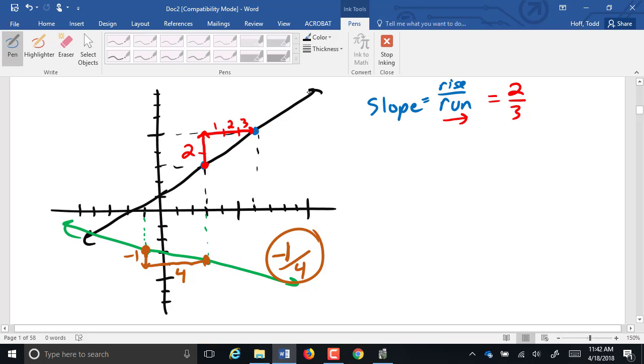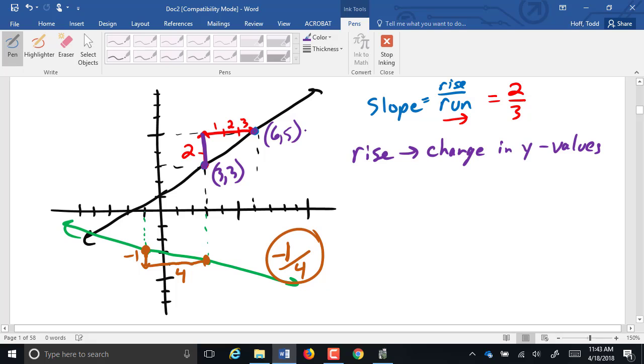If we can derive the slope from the graphs, we should also be able to derive the slope just from the points. So looking back up here, we have these 2 points. The rise here is nothing more than the difference in the y coordinates, the change in the y coordinates. So if this point here is (3, 3), this point here is (6, 5), the y coordinates being the 3 and the 5, yeah, it went up 2, went from 3 to 5.